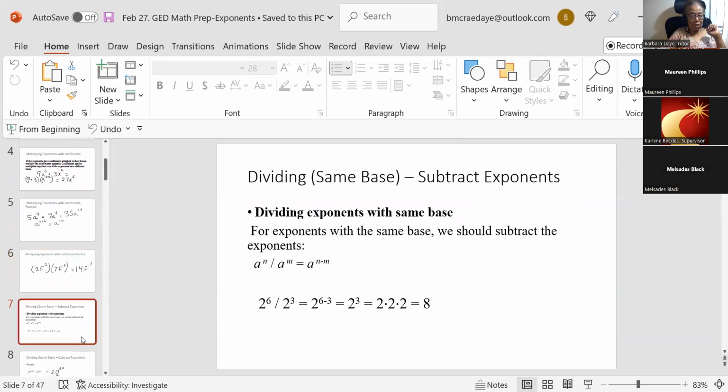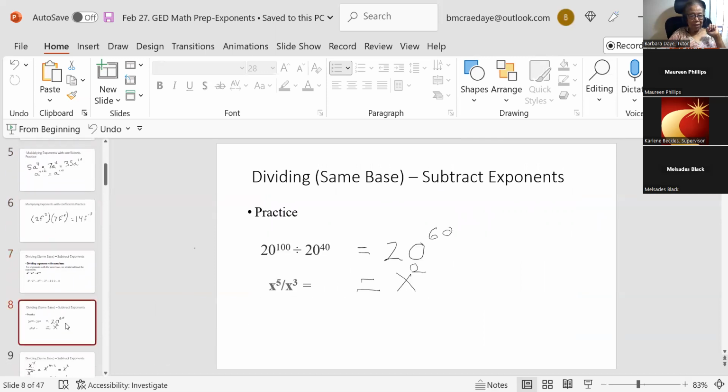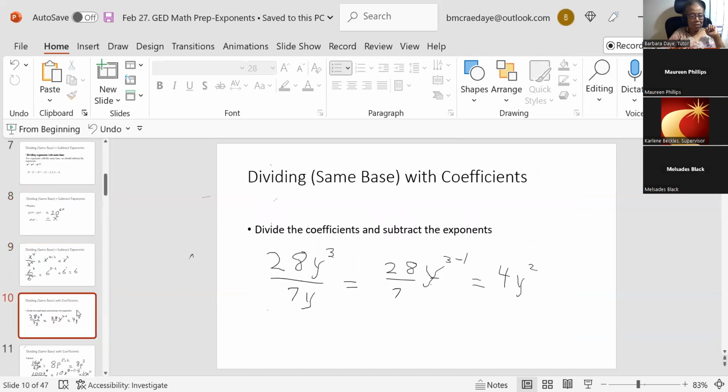That was multiplication. Same base, subtract the powers, right? Same base, there we go again. See, same base, 20 is the base. Just subtract the powers. Same base with coefficients, what do we do? Divide the coefficients, subtract the powers, just like we did before.